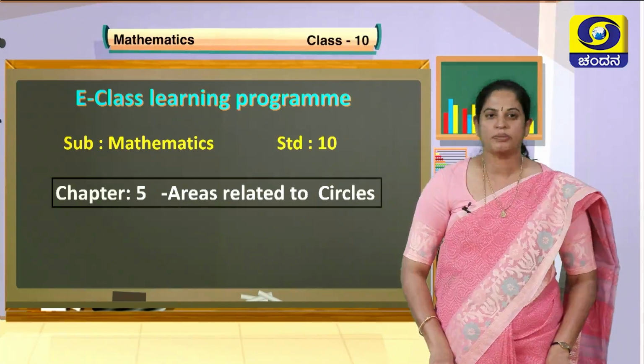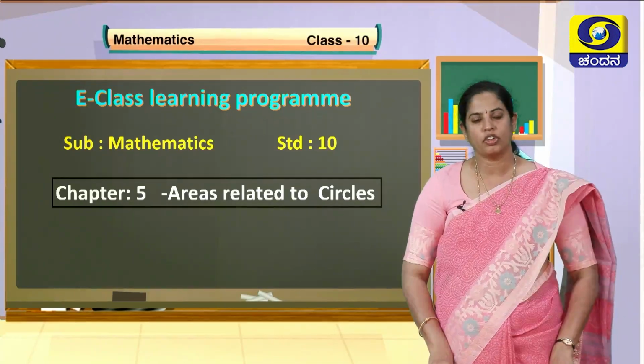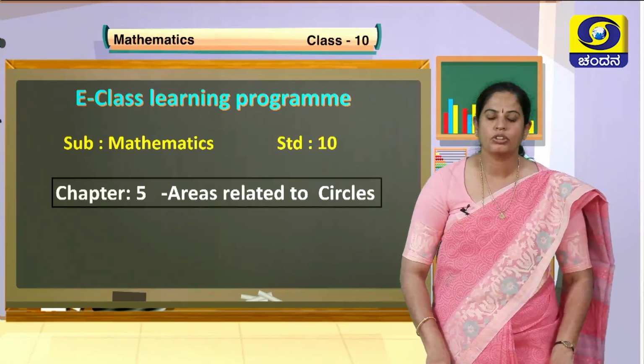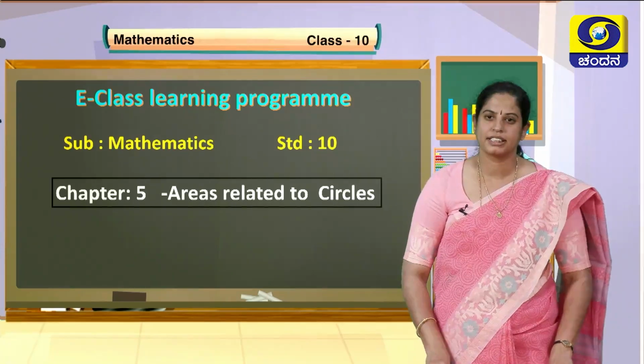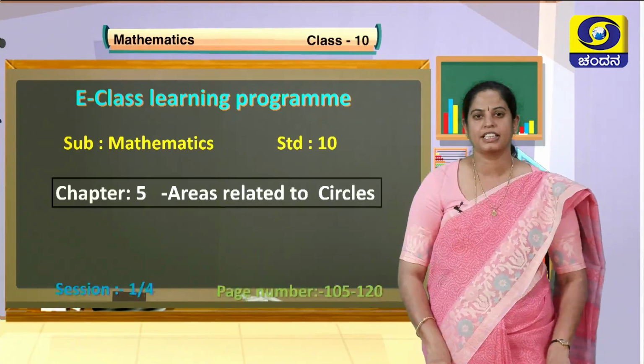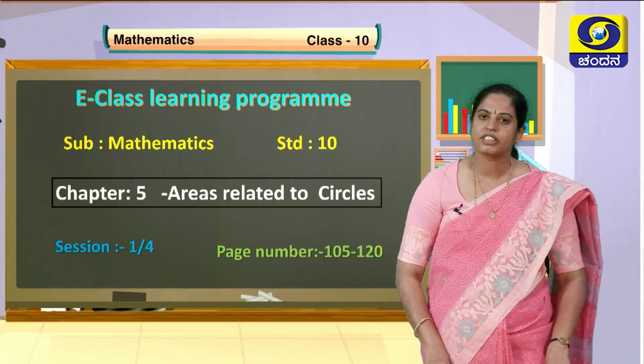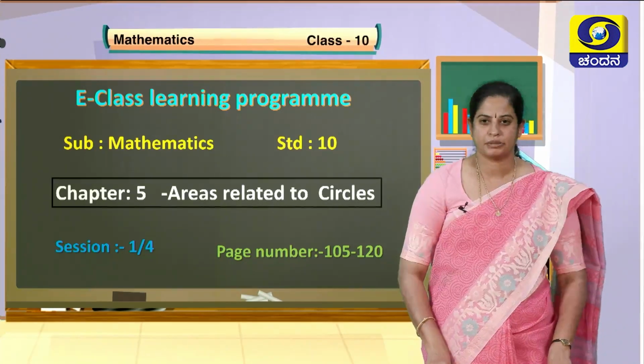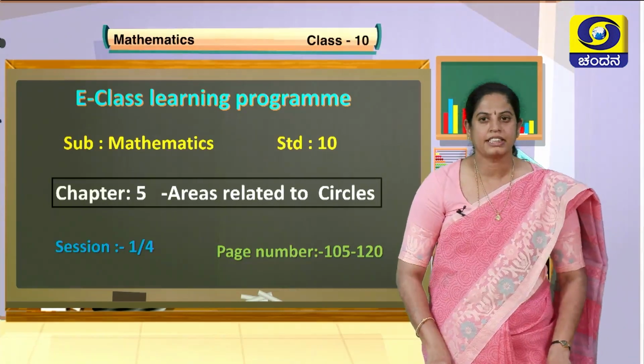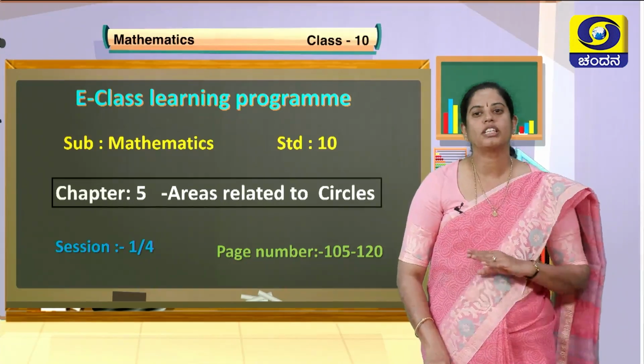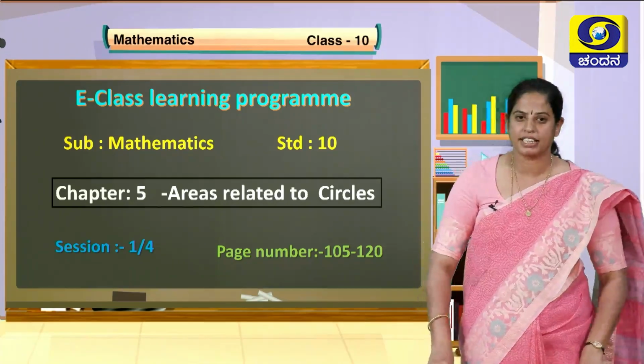In the previous chapter, that is chapter 4, we learnt about circles. In this chapter we discussed what a circle is, parts of the circle, tangents and their properties, secant and its properties, and a few theorems related to circle and tangent.